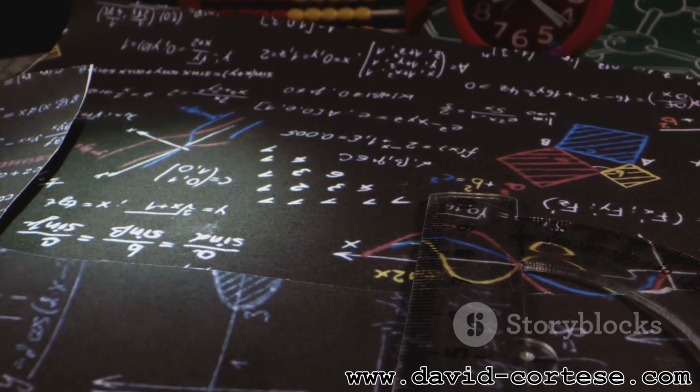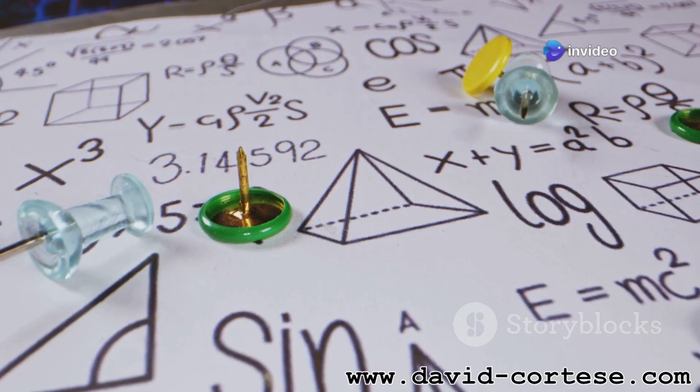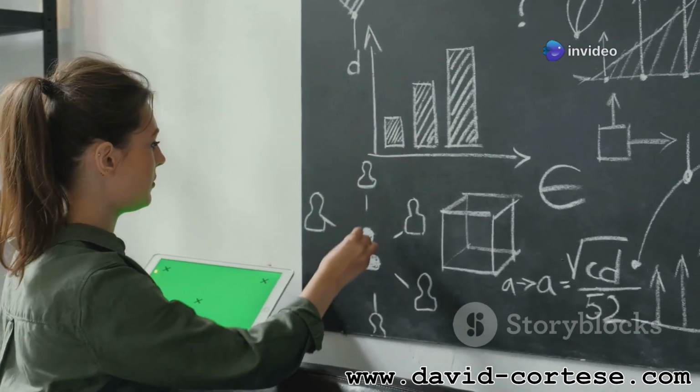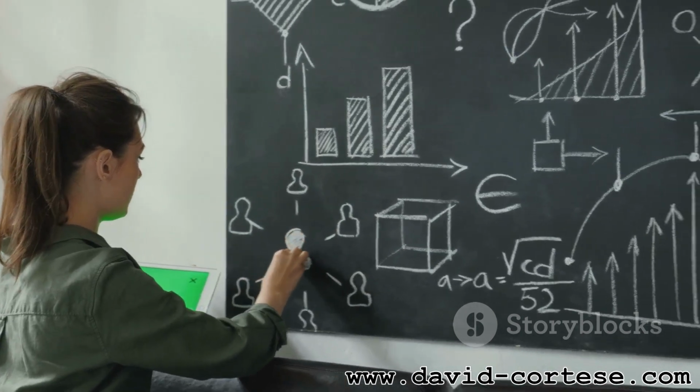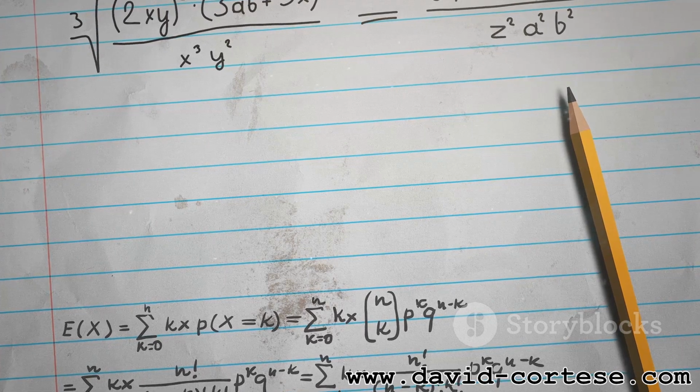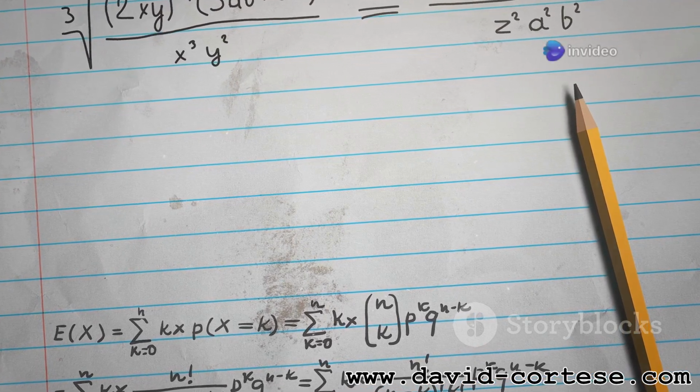The notation for a limit is quite straightforward. We write lim f(x) as x approaches c equals L. This is read as the limit of f(x) as x approaches c equals L. Evaluating limits can sometimes be as simple as substituting the value c into the function f(x).